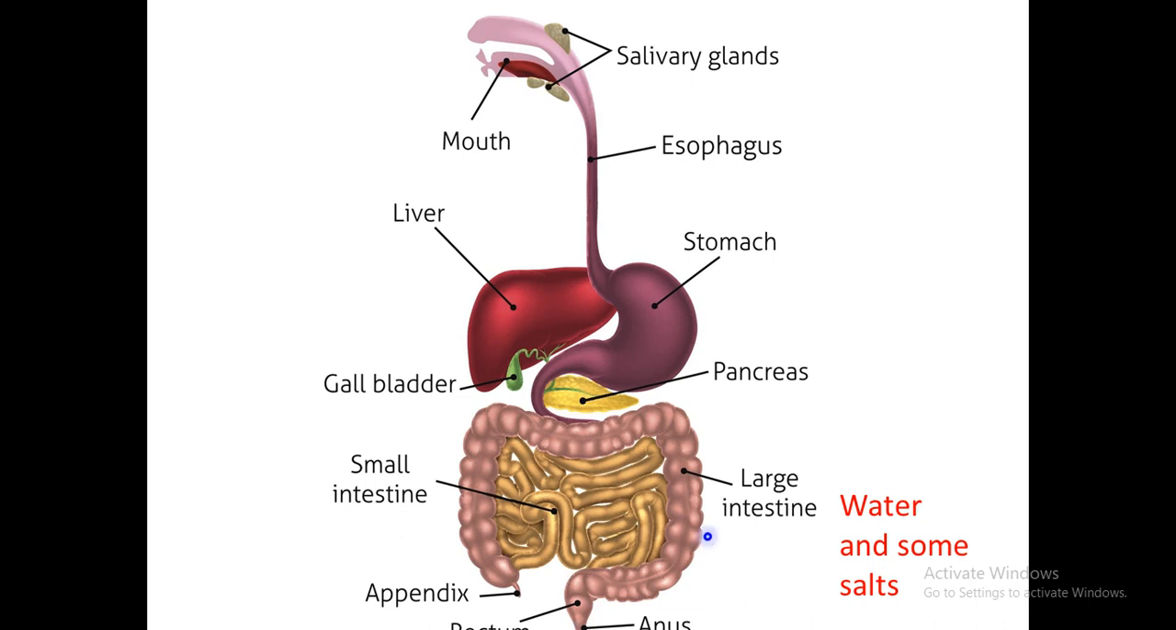Now, in the large intestine, after the absorption in the small intestine, the undigested food enters into the large intestine. This large intestine is comparatively wider than the small intestine, and in this large intestine, the water and some salts get absorbed. Now, finally, the waste material which has to be thrown out of the body gets stored in the rectum, and finally it is thrown out through the anus. This is how digestion in human beings takes place.